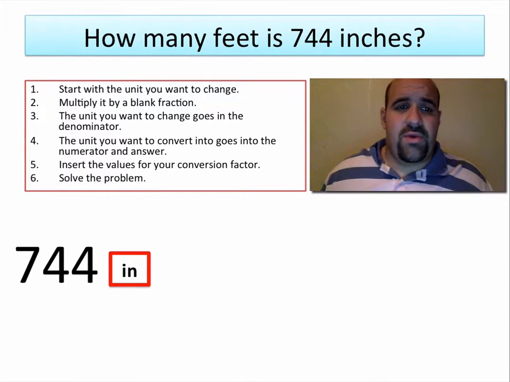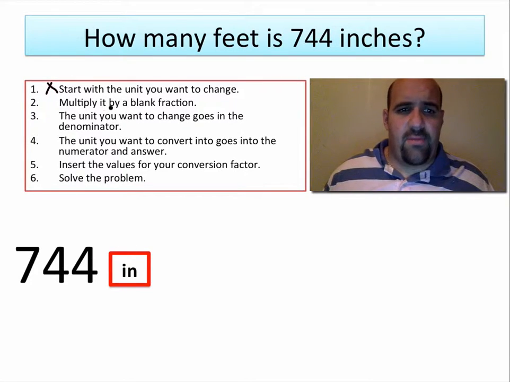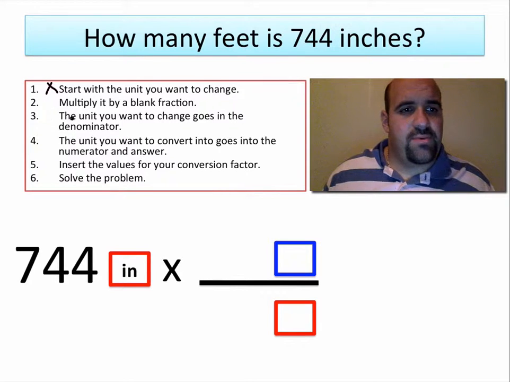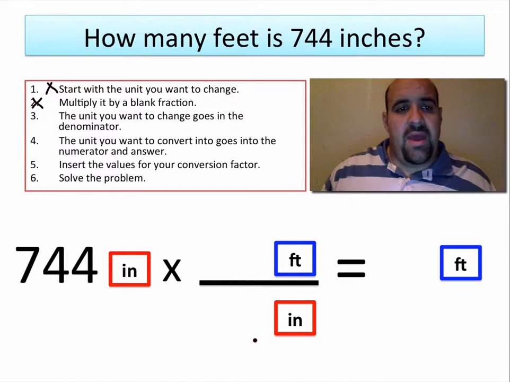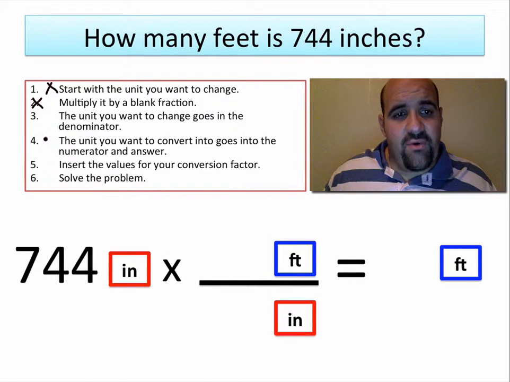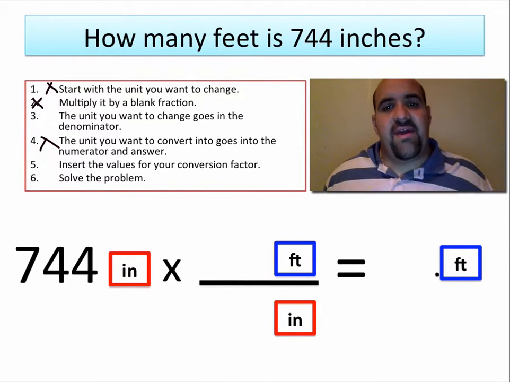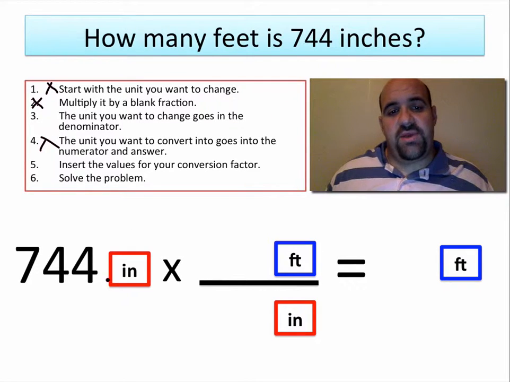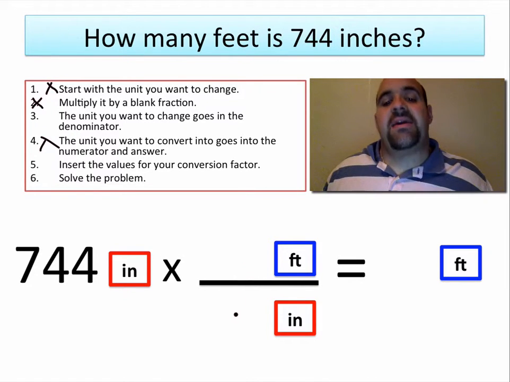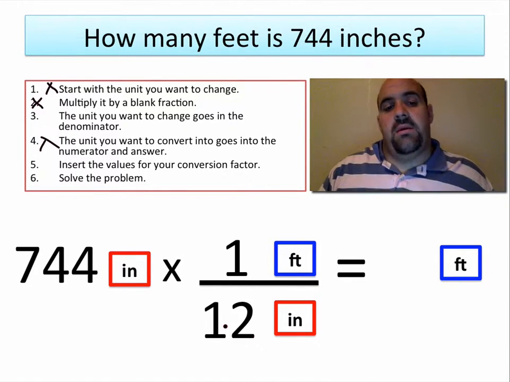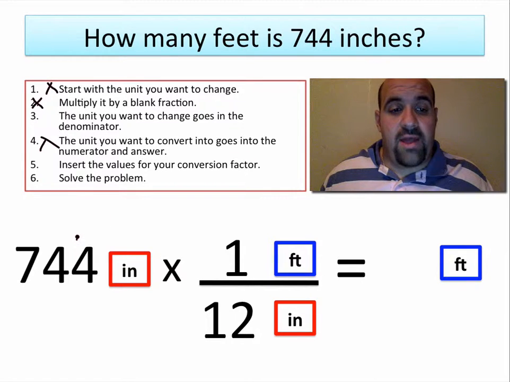We're going to start with the unit we want to change. 744 inches. And we're going to multiply it by a blank fraction. That's step 2. Third step is the unit we want to change goes in the denominator, which is right there, red. So inches is going to go down there. And the unit we want to convert into, step 4, goes in the numerator and the final answer. How many feet is 744 inches? Now I'm going to put in my conversion factor. I know that 1 foot, the 1 goes up here this time, is 12 inches. And now what I'm going to do is I'm going to multiply across.